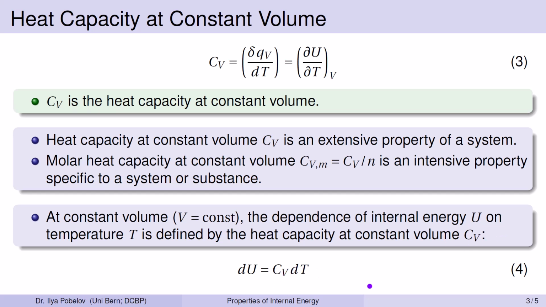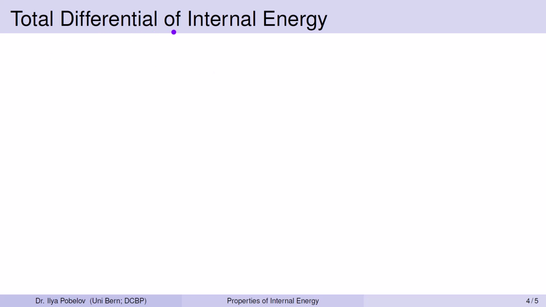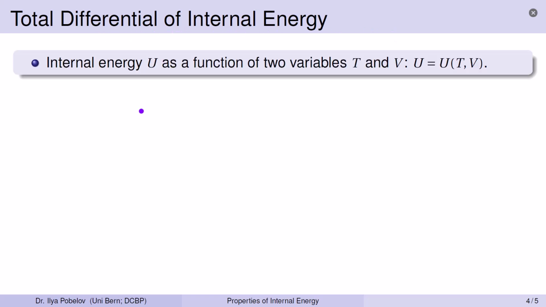To summarize, at constant volume, the dependence of internal energy on temperature is defined by the heat capacity at constant volume, CV. Let us consider the total differential of internal energy. Mathematically, we can formally treat internal energy U as a function of two variables, T and V. Using the definition of the total differential, we obtain the following expression. The total differential of internal energy is the derivative of internal energy with respect to temperature at constant volume times dT plus the derivative of internal energy with respect to volume at constant temperature times dV.